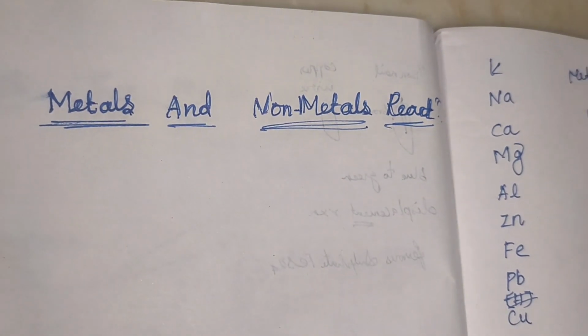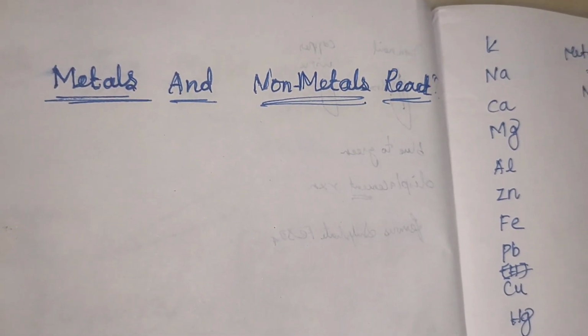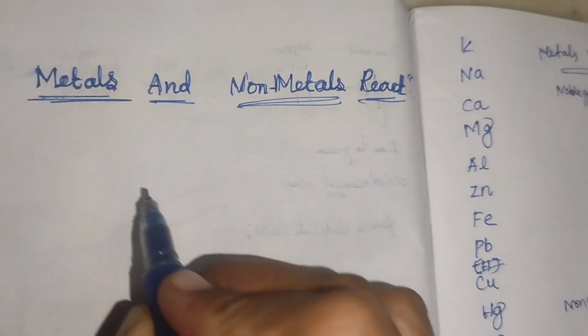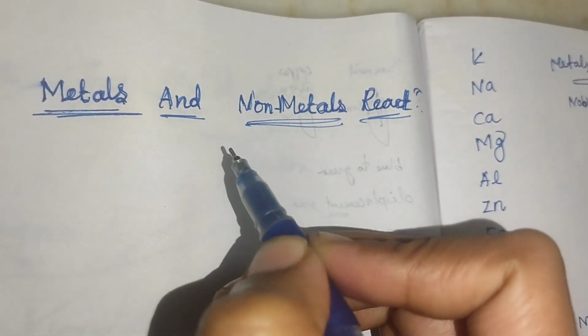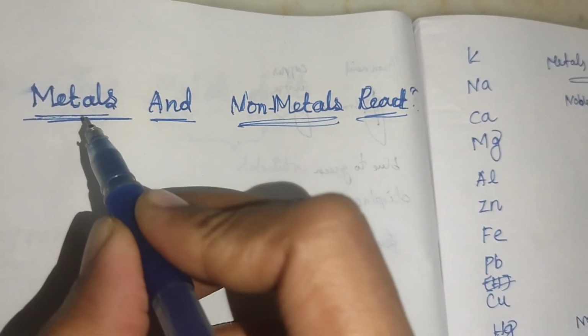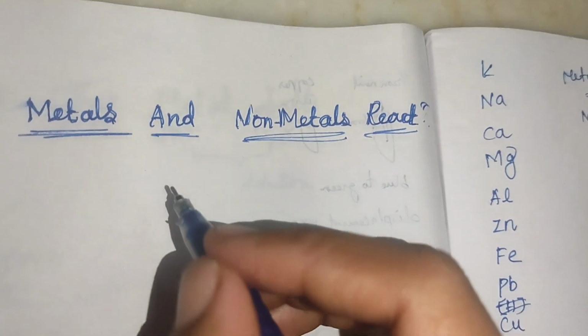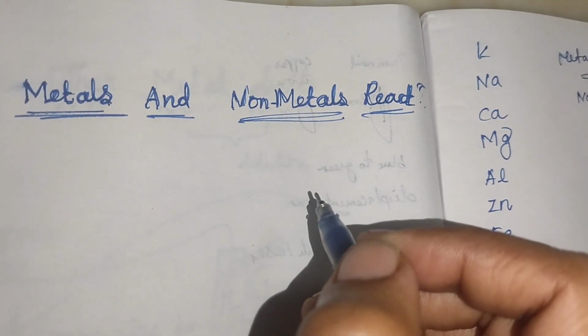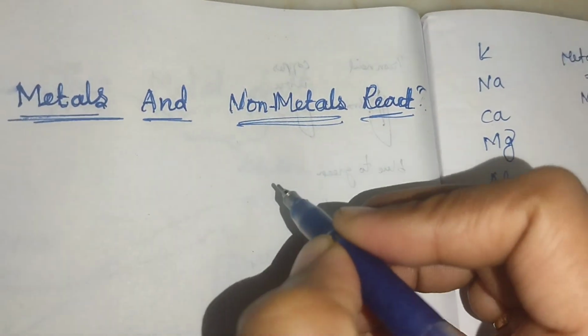Hi guys, in this video we are going to see how metals react with non-metals. In the previous videos, metals reacted with water, acids and other metal salts. Now it is going to react with non-metals. Okay, now what do we mean by non-metals?